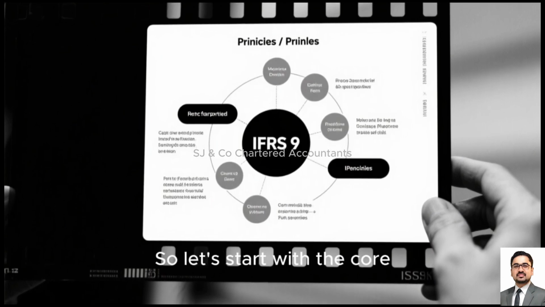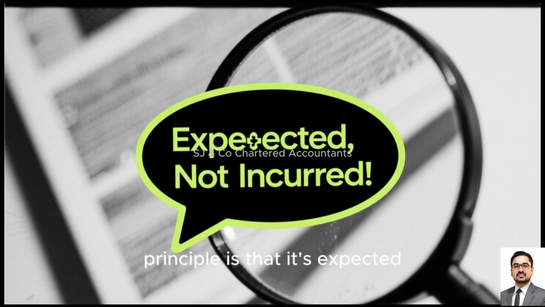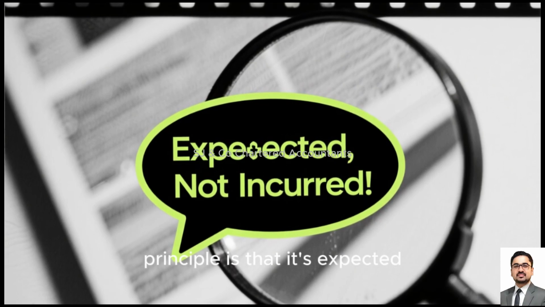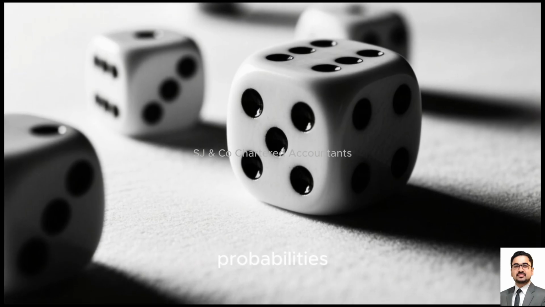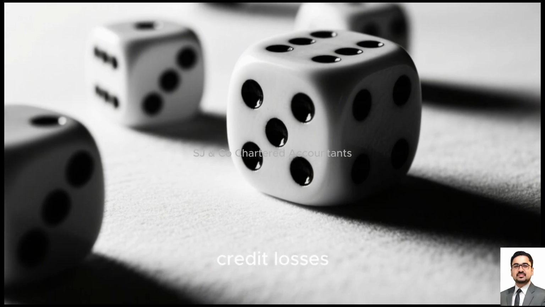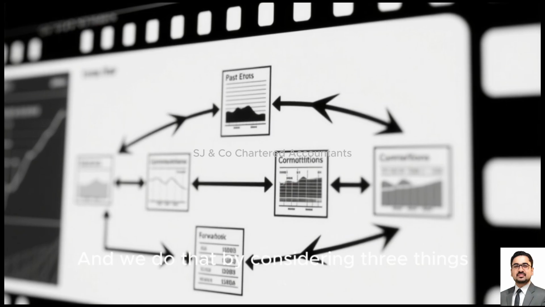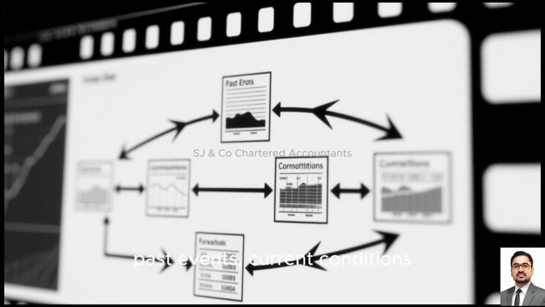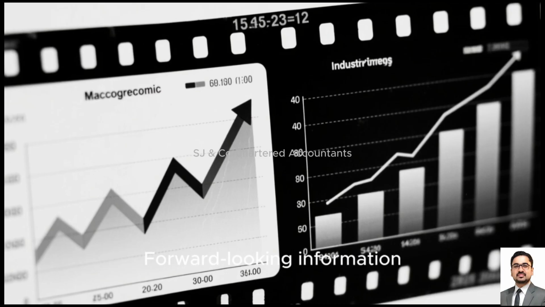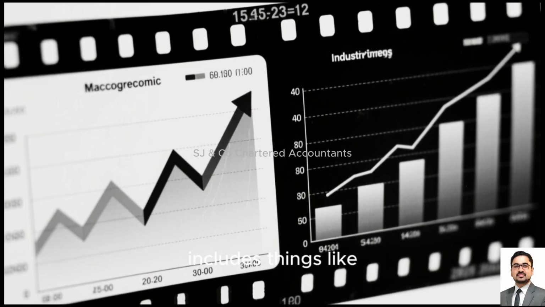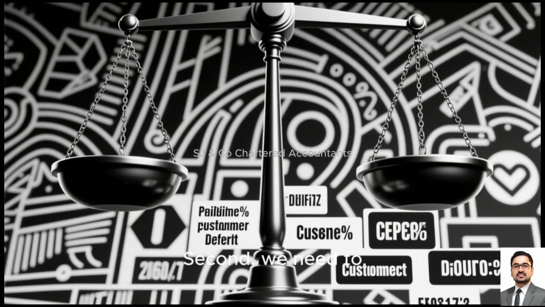So let's start with the core principles first. Okay, so the first principle is that it's expected, not incurred. That means we're going to use probabilities to estimate the amount of credit losses. And we do that by considering three things: past events, current conditions, and forward-looking information. Forward-looking information includes things like macroeconomic forecasts and industry trends.